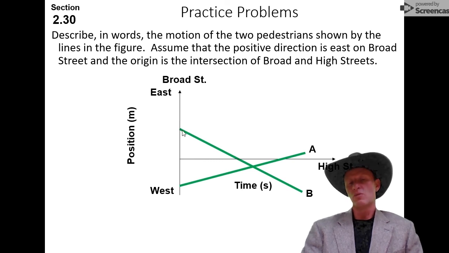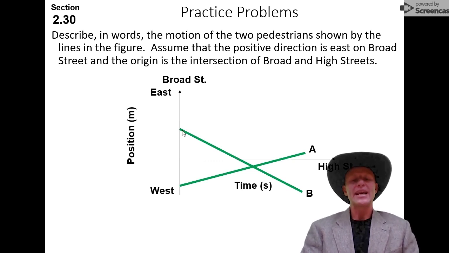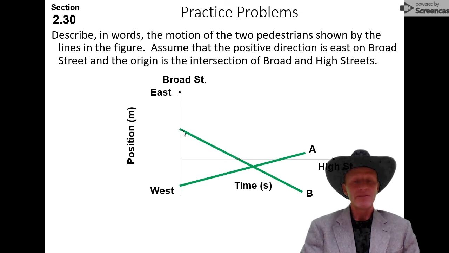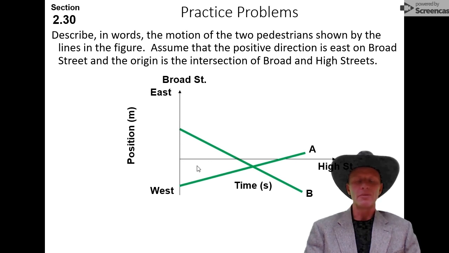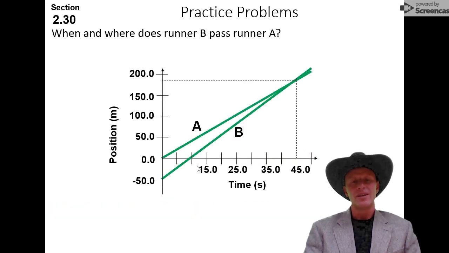So where would pedestrian A and pedestrian B be able to give each other a high five? Well, hopefully you're thinking right here, a little bit west of the intersection of High Street and Broad Street. A little bit west. This is where the intersection is. So we have to be able to understand graphs.